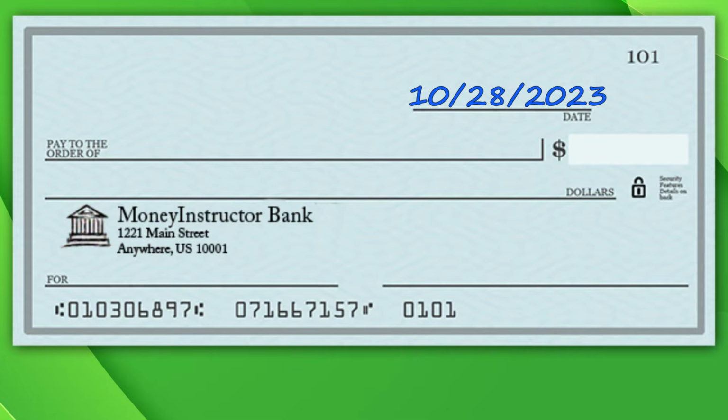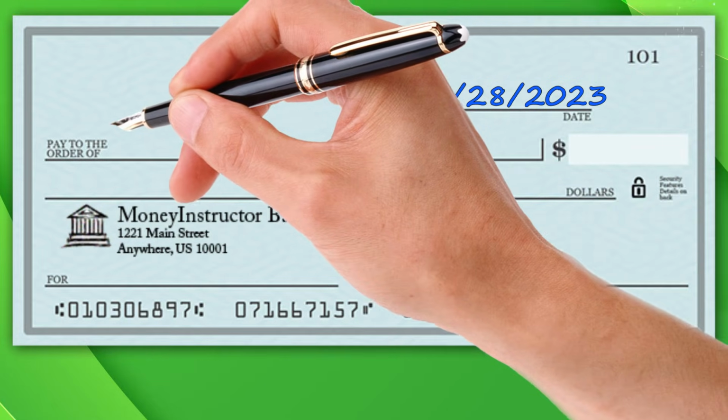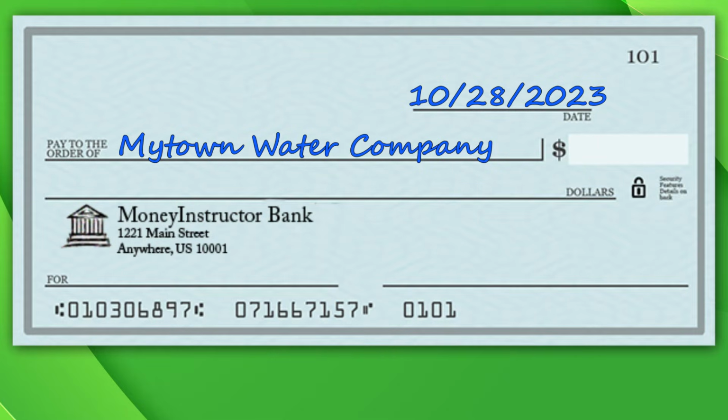Next, you'll see a line labeled Pay to the order of. This is where the name of the person or the entity you're paying goes. Be precise here, the name should match their bank records. So, if you're paying Jane Doe, you don't want to just put Jane.